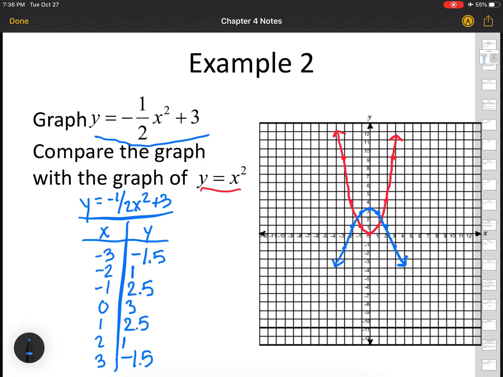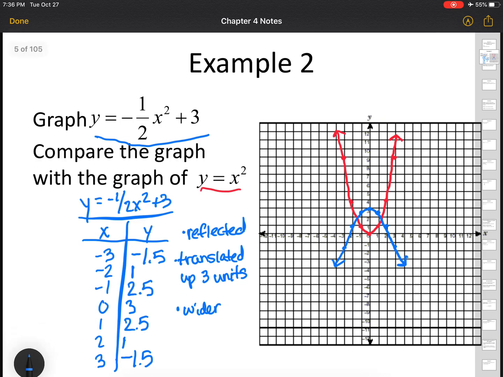Okay, so right off the bat, if we compare these two, the blue one is reflected over the x-axis. Also, it is translated up 3 units. And it's also just a little bit wider than my red graph, or parent function y equals x squared. Those are the main comparisons here between these two quadratic equations.